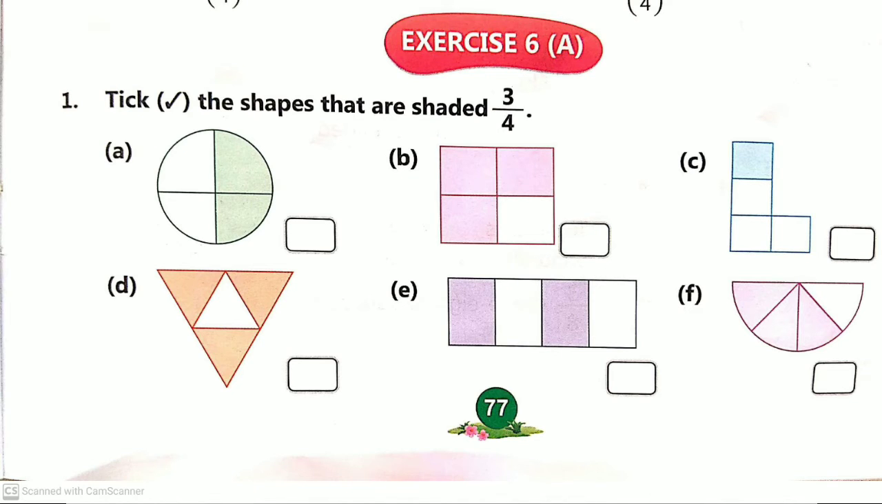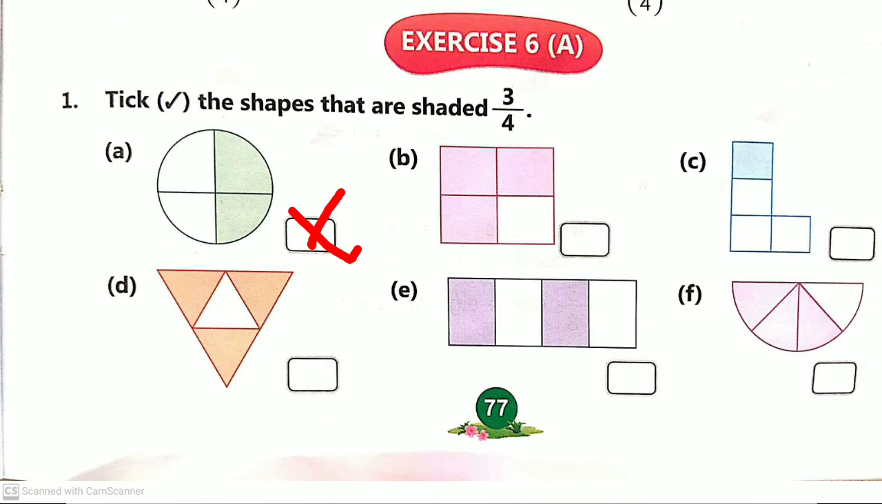Okay, children, now we will solve Exercise 6A. Question number 1. Tick the shapes that are shaded 3/4. First one, A. There are 4 parts. You can see in the first picture. Out of 4 parts, 2 parts are shaded. Hence the answer will be 2/4.